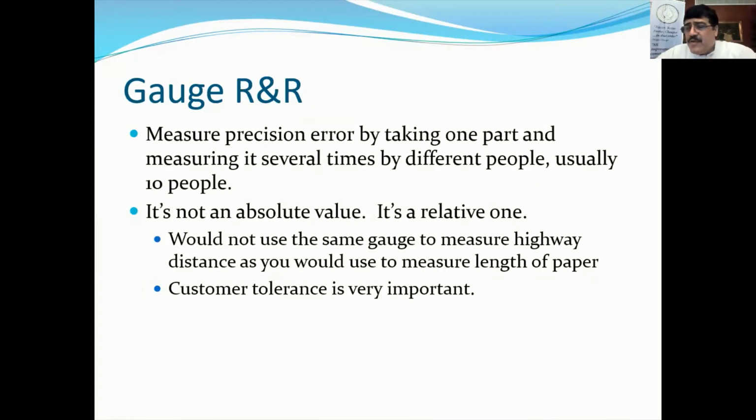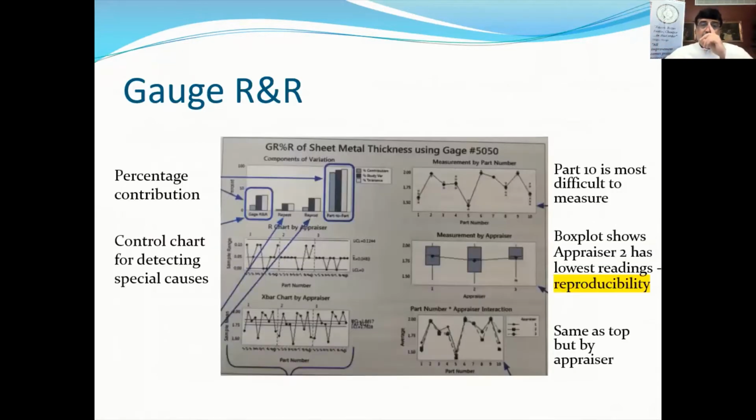It's just like if you're going to measure a distance between here and Riyadh, it's different than if you're going to measure the distance of a book. That one is in kilometers, this one is in centimeters maybe. So you're going to use different things. So the customer tolerance itself is relative. Measuring the distance from here to Riyadh is not going to ask you by the centimeter or even the meter and so on. The scale will be different than measuring this.